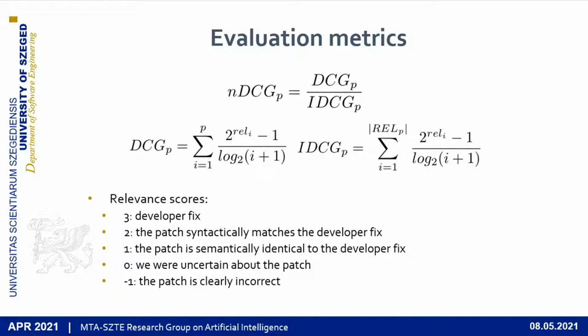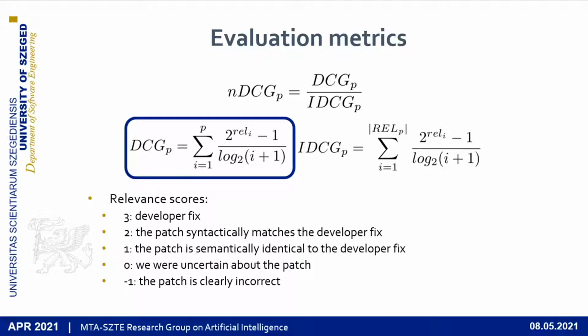Our main question is whether it is true, from the perspective of Doc2Vec, that the developer fix lies close to the original program. To measure the quality of the ranking, we used the normalized discounted cumulative gain, where DCG stands for discounted cumulative gain, and IDCG stands for ideal DCG, and p is a particular rank position.